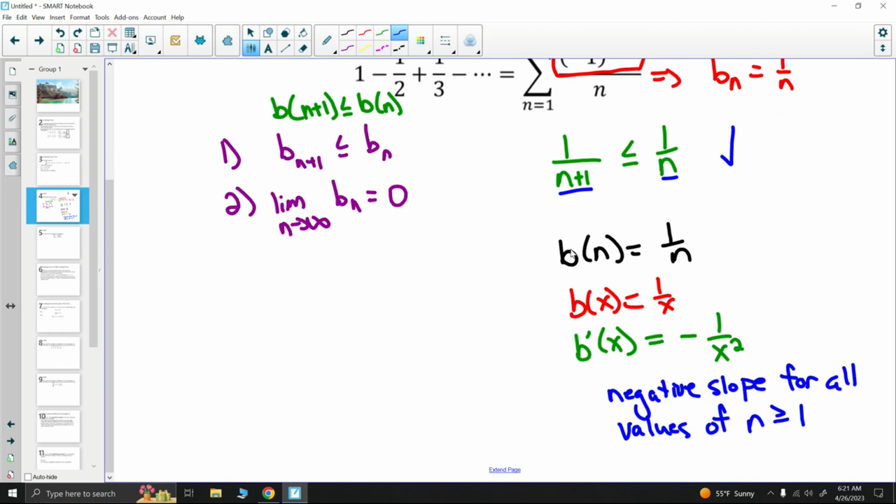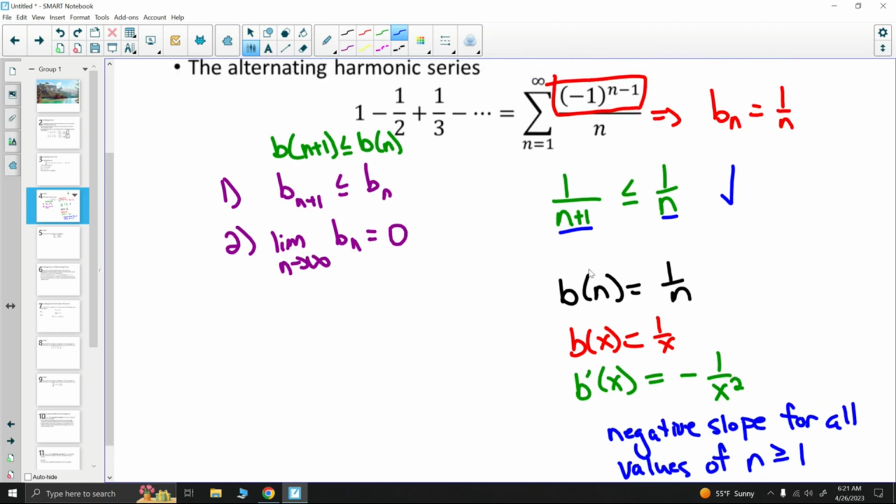But again, this is kind of my fallback: if I can't definitively show, or in a very clear manner show, that this relationship is true, then what I do is I go to checking the derivative. All right, so we've checked that out. This works. b sub n plus 1 is in fact less than or equal to b sub n for all n.